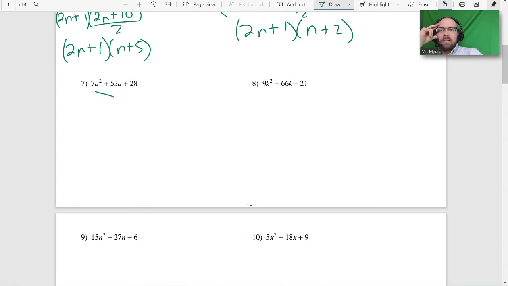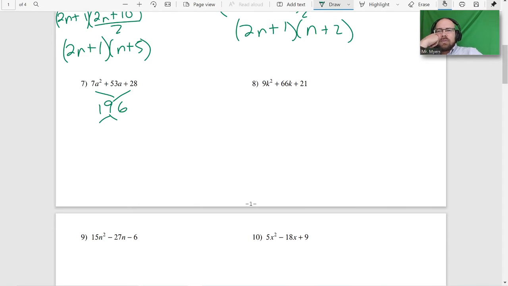So we want to multiply these. Oof, that's going to be a rough number. 7 times 28. 7 times 8 is 56. So that's a 5, 7 times 2 is 14, 19. 196. Yeah, that makes sense. So then we want factors of that, which are going to be 1 and 196.